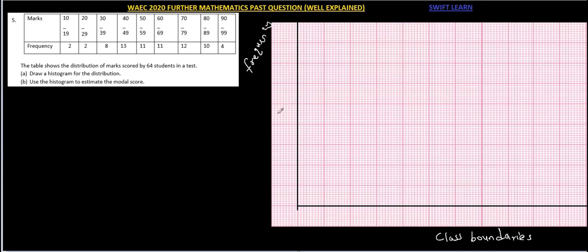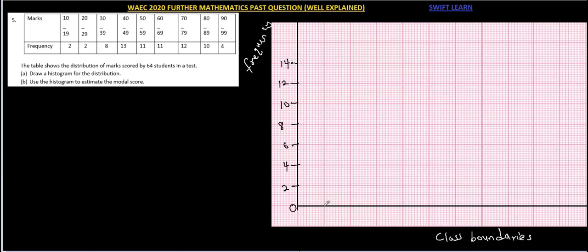So let's label our y-axis, the frequency axis. It is best to start from 2, because the highest number here is 13. So if you take it in steps of 2, from 0 here, it will be best. I advise we take it in 2s. So here will be 4, here 6, this 8, this 10, this 12, and this 14. You can stop at 14.